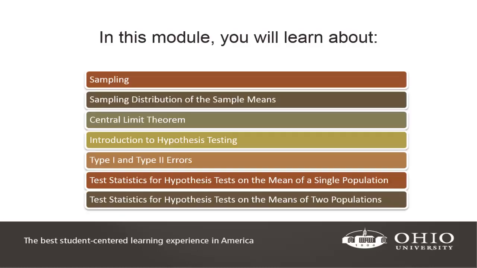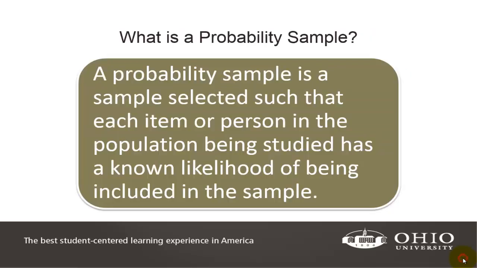So in this module, we're going to learn about sampling, something called the sampling distribution of the sample means, the central limit theorem, and then we're going to talk about hypothesis testing. Now those first three topics are critical to the understanding of hypothesis testing, and so that's what we're going to talk about first. We're going to look at sampling, the sampling distribution of the means, then we're going to look at the central limit theorem, and then we'll get into a conversation about hypothesis testing.